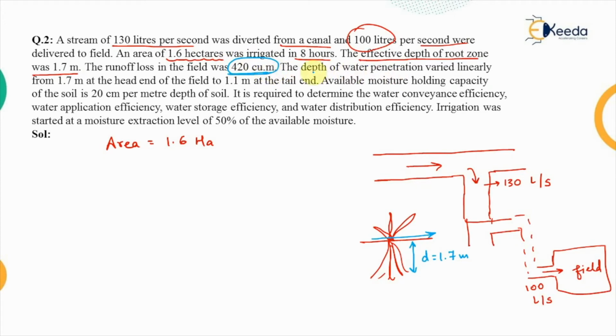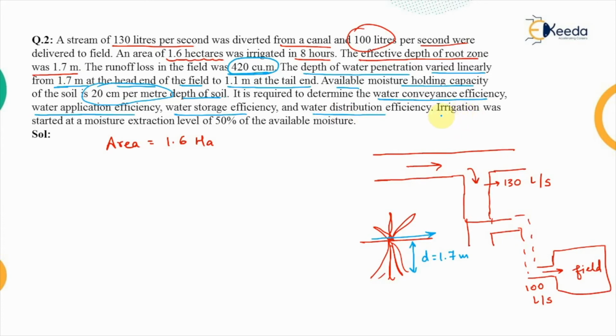meters. Now the depth of water penetration varied linearly from 1.7 meter at the head end of the field to 1.1 meter at the tail end. Available moisture holding capacity is 20 centimeter per meter depth of the soil. That means it can hold currently 20 centimeter out of 100 centimeter depth of the soil. We need to determine the water conveyance efficiency, water application efficiency, water storage efficiency, and the water distribution efficiency.